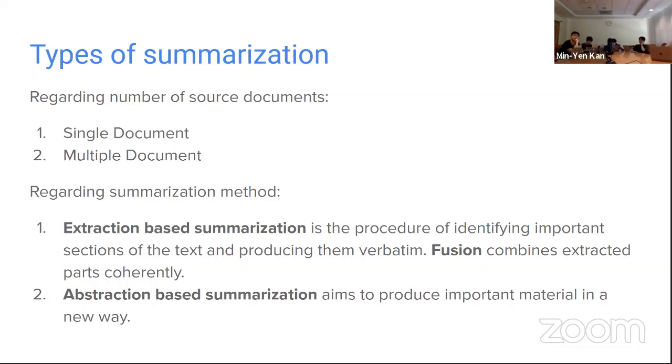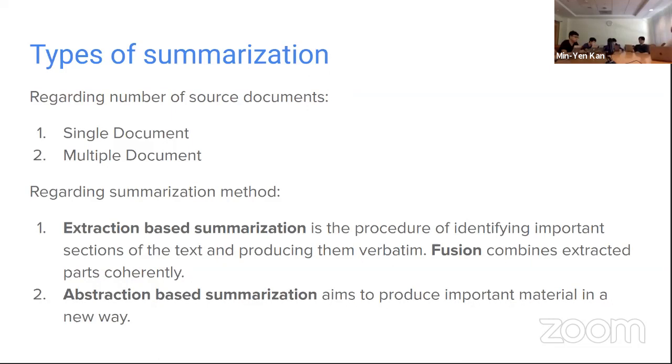So basically, extraction-based summarization is the procedure of identifying important sections of the text and producing them verbatim, and using fusion, combine those extracted parts coherently. So most of the summarization systems that are used today are extraction-based, and that's because the abstraction-based summaries are not quite robust in terms of their performance.